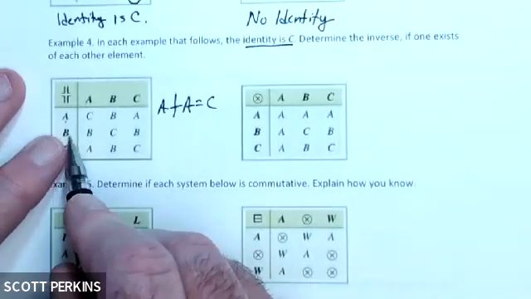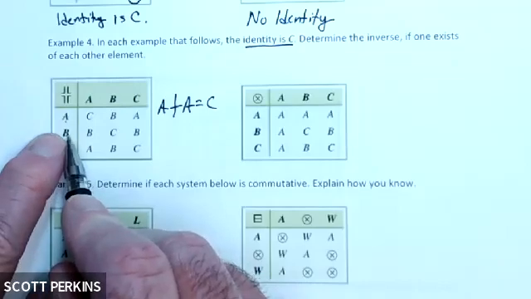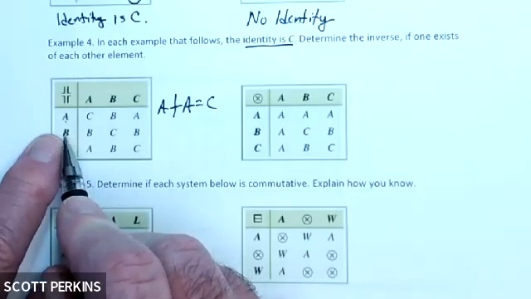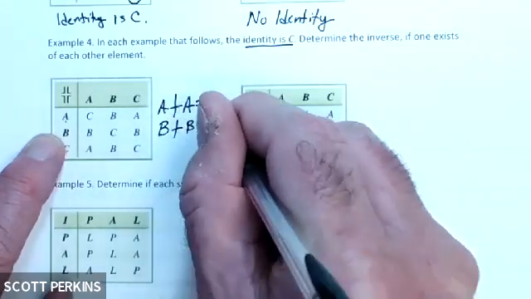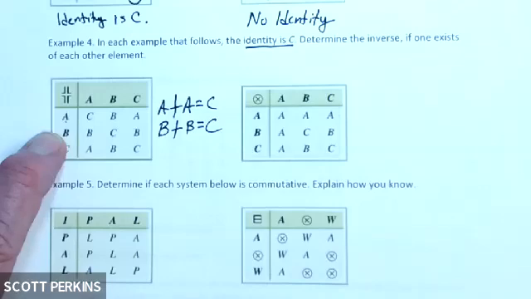What do I combine in this first table? What do I combine with B in order to get the identity C? Okay, B you combine with itself. So those two things are inverses.